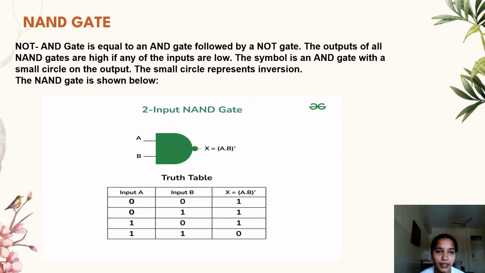NAND gate. NOT AND gate is equal to an AND gate followed by a NOT gate. The output of a NAND gate is high if any of the inputs are low. The symbol is an AND gate with a small circle on the output. The small circle represents inversion. The NAND gate is shown below. If input A is 0, input B is 0, x is equal to 0 into 0 is 0, and the whole complement is 1.